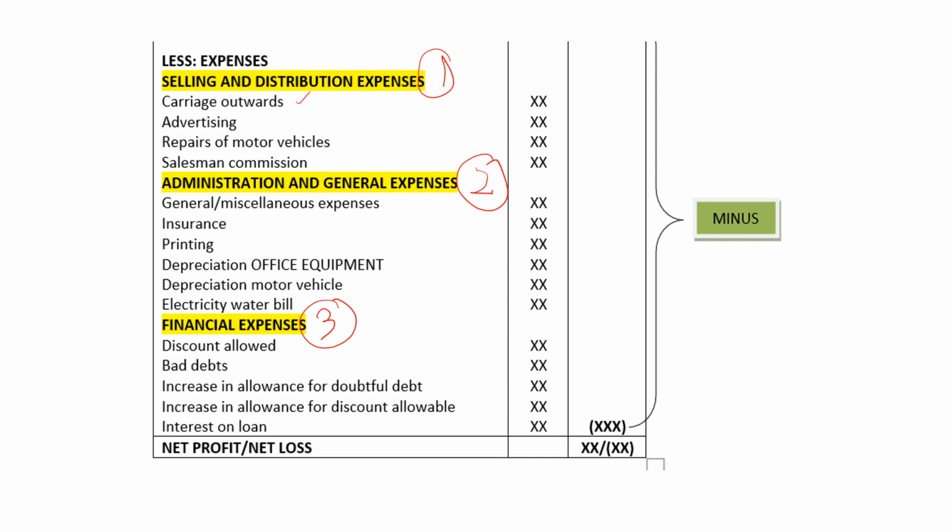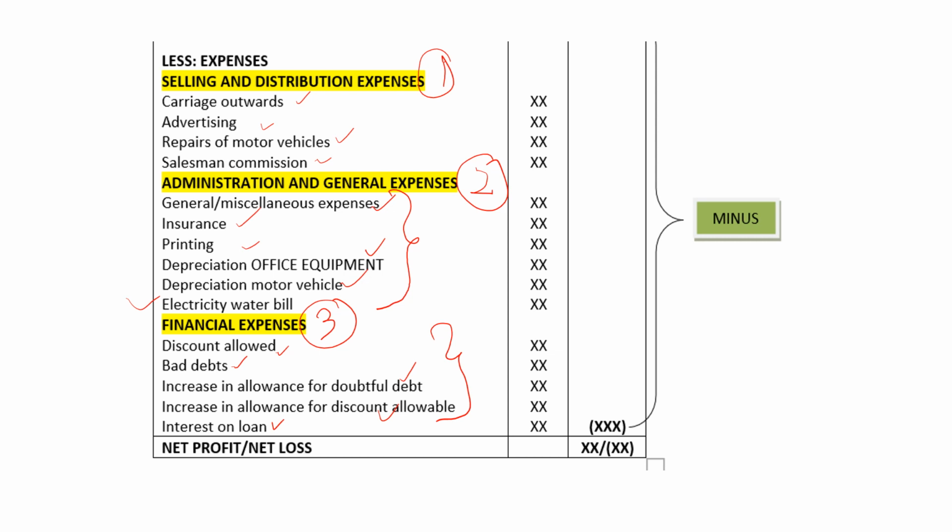You have carriage inwards, advertisement, repair on motor vehicles, salesman commissions, under selling and distribution. All expenses related to office or general expenses, you put under the second category, for example, miscellaneous expenses, insurance, printing, depreciation of your office equipment, depreciation of motor vehicles, and then your electricity and water bills. And then any expenses that relate to financial matters, you record under the third category: discount allowed, bad debts, increase in allowance for doubtful debt, as well as discount allowable, and then if you have interest on loan.